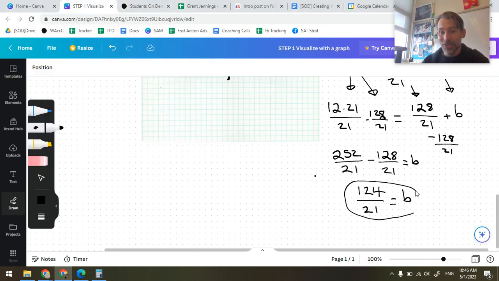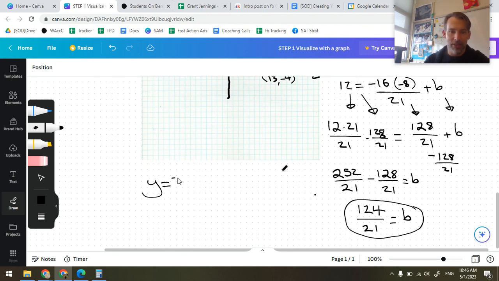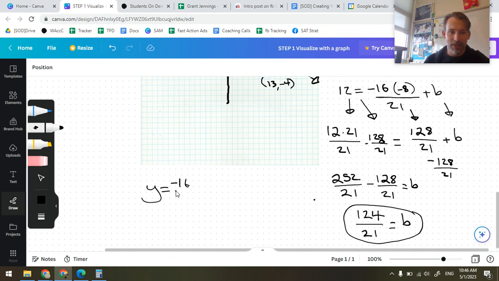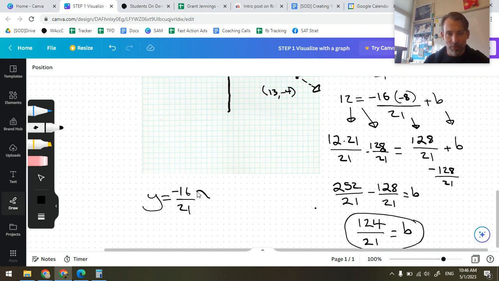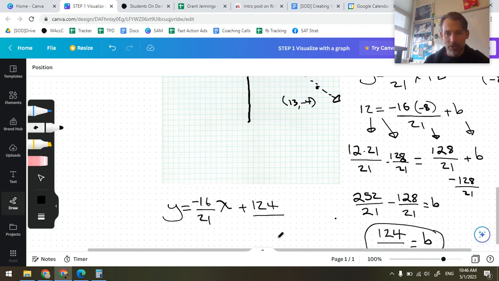So that's actually the fully reduced version of b. All right. So you will have your final equation being y is equal to, what was our m value? Our m value was negative 16 over 21. And that's multiplied by x. And then we're going to add b, 124, oh my goodness, over 21.